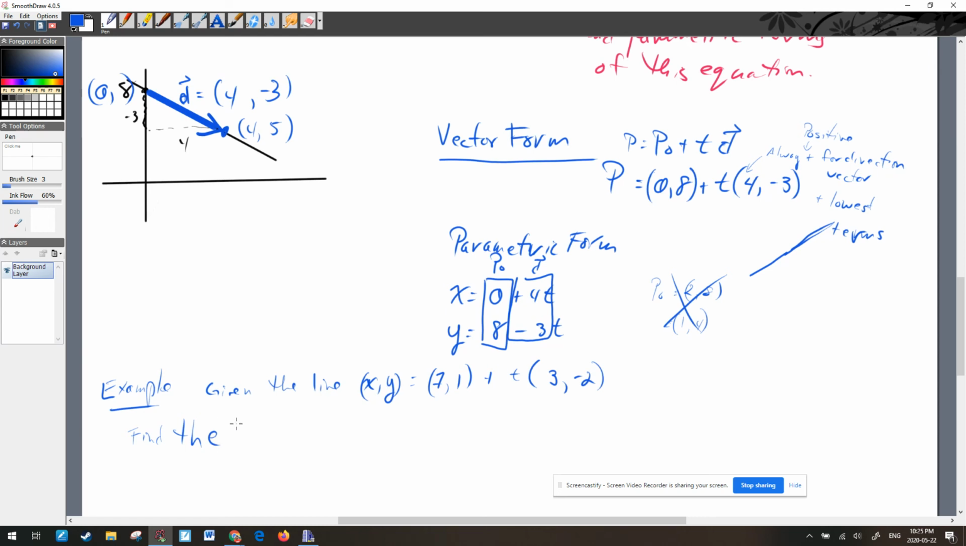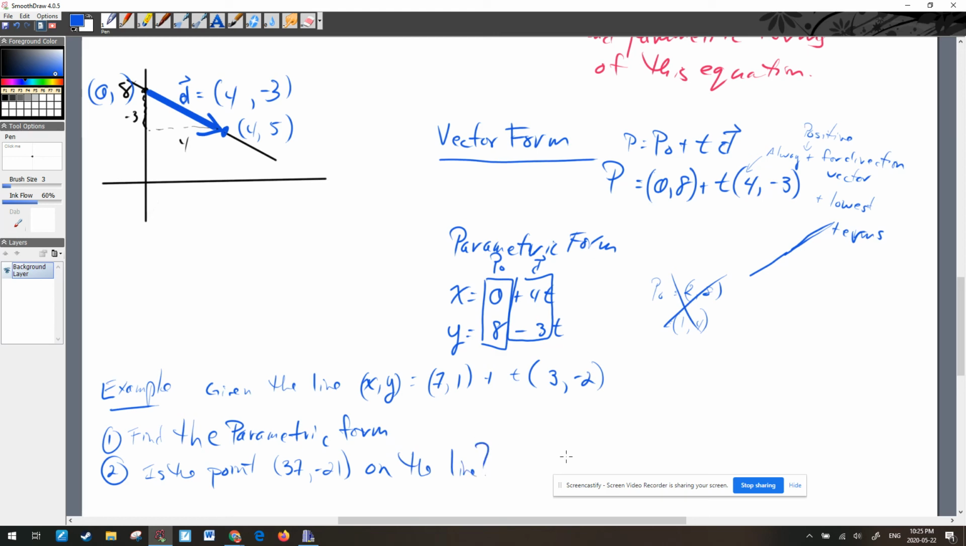I would also like the parametric form. That's one thing I want you to do, and that's trivial. You should be able to do that really easily. The second is I would like to know, is the point 37, negative 21 on the line?